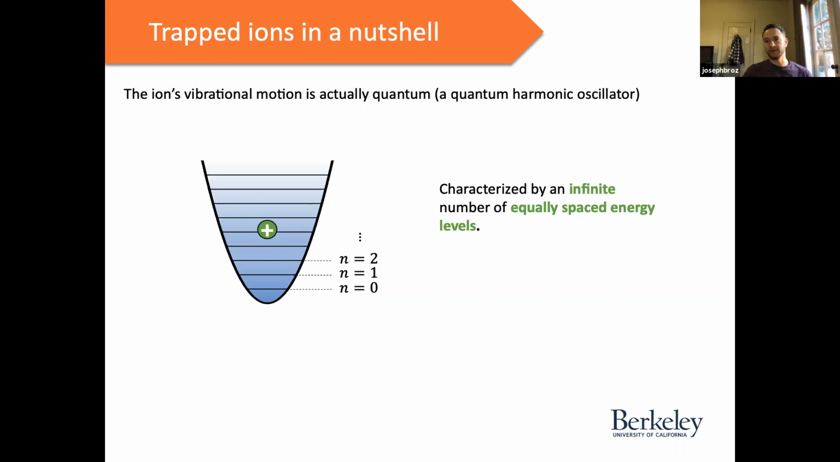So this is some impetus or inspiration for thinking, hey, we could actually use this as a quantum resource, maybe not in the context of quantum computing directly, but if we're willing to relax things and go down the analog route, maybe we can do some really complicated, cool simulations or calculations with much less physical resources. And like I said, they're characterized by an infinite number of equally spaced energy levels.